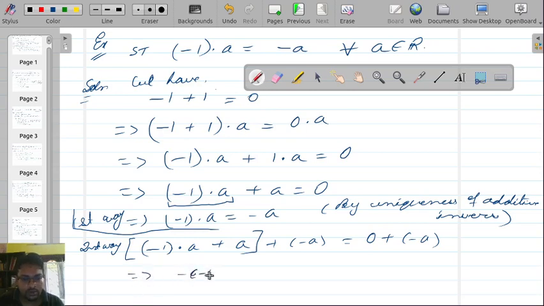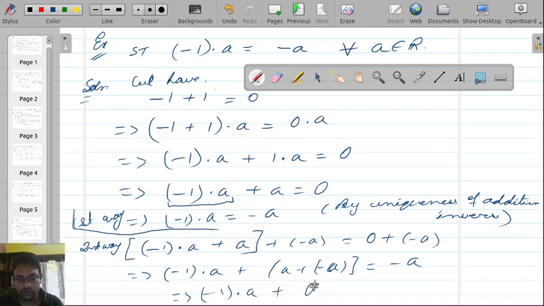So it's minus 1 into a, sorry, it's minus 1 into, okay, it's minus 1 dot a plus minus a. Okay, a plus minus a will be equal to minus a. Okay, so from there minus 1 dot a plus 0, this is equal to minus a. So from this minus 1 dot a equal to minus a.